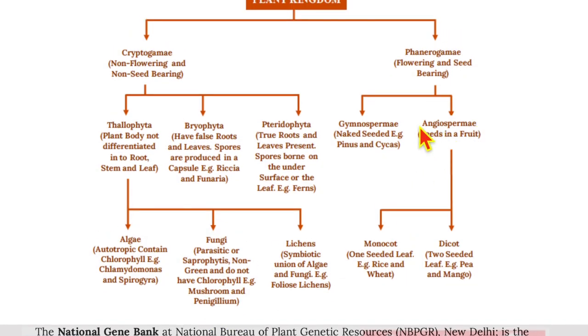Now, phanerogamy will include gymnosperms and angiosperms. Gymnosperms are those plants that have naked seeds, and angiosperms have seeds in a fruit. Angiosperms are divided into monocot and dicot. Monocots are those that have 1 seed leaf, and the dicots have 2 seed leaves. Examples of dicots would be pea and mango. Examples of monocots would be rice and wheat.